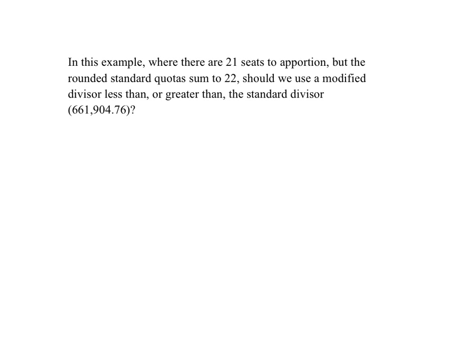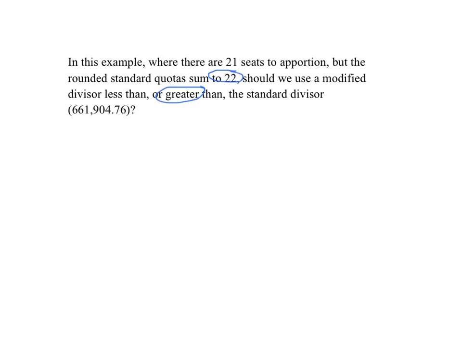So in our example where there are 21 seats to apportion, but the rounded standard quotas sum to 22, should we use a modified divisor less than or greater than the standard divisor? We can't use the standard divisor itself because that's what led to 22 seats, which is the wrong number of seats to apportion. Well, the reasoning process here is based on our cookie cutter model. We produced too many cookies, and therefore we correct that by using a larger cookie cutter to end up with fewer cookies. So we need a modified divisor greater than the standard divisor.